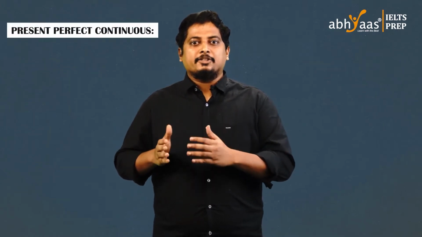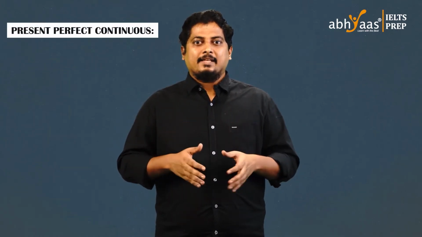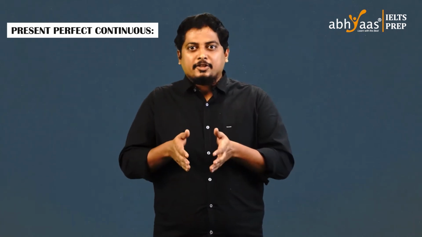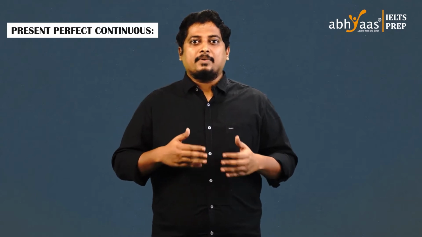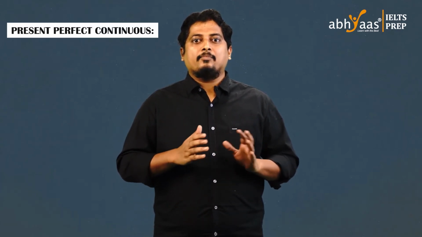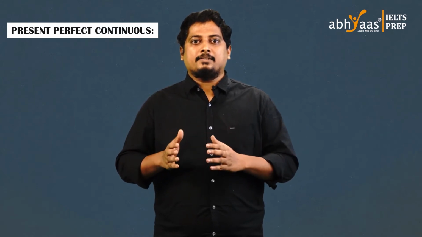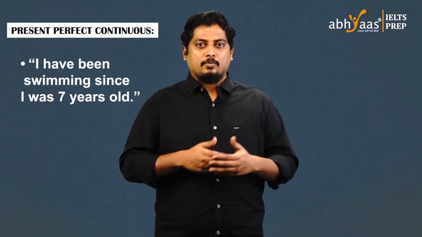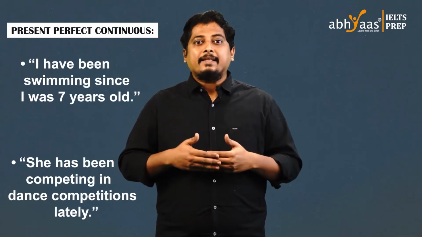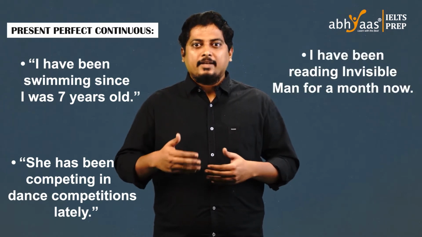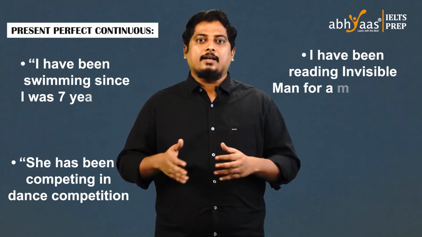Present perfect continuous tense. This tense is used to show that something started in the past and is continuing at the present time. The present perfect continuous is formed using the construction has or have been plus the present participle, root plus ing. I have been swimming since I was 7 years old. She has been competing in dance competitions lately. I have been reading Invisible Man for a month now.